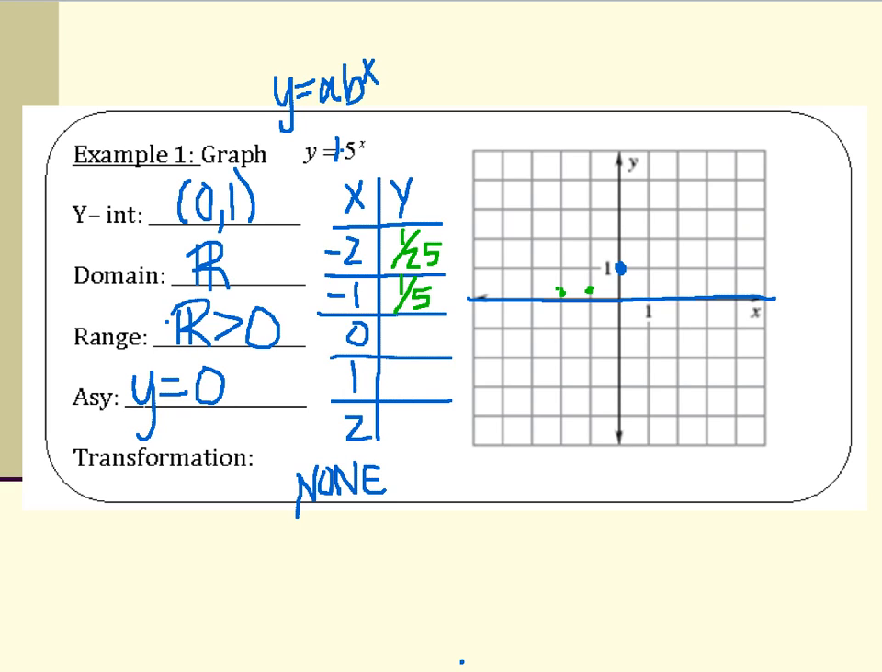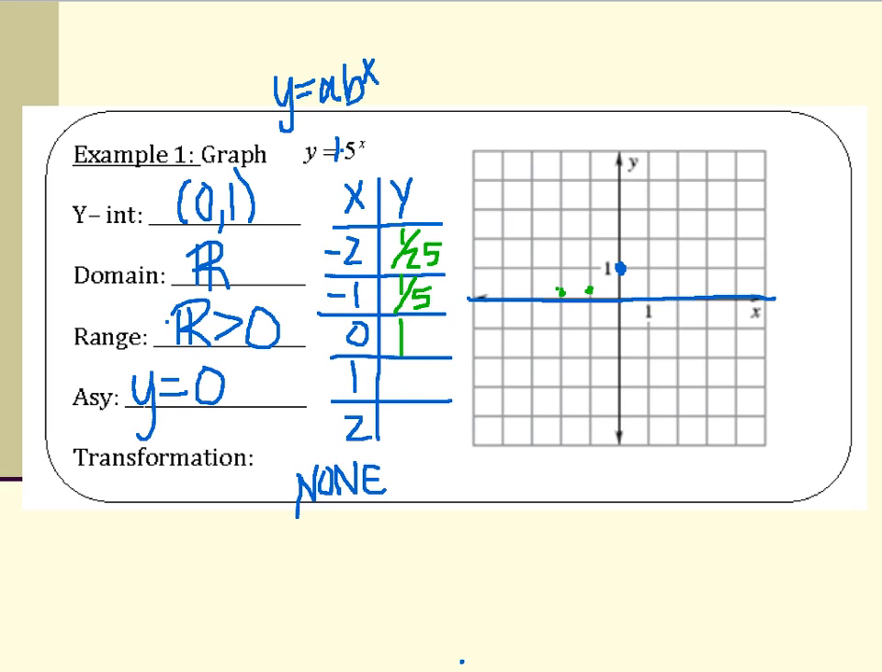And again, if you're not sure how to plug x values into an equation and solve for your y value, that's something you definitely want to ask me about. You could stop in and see me after school or before school or during class when we're asking questions. Make sure that you understand how to do it.